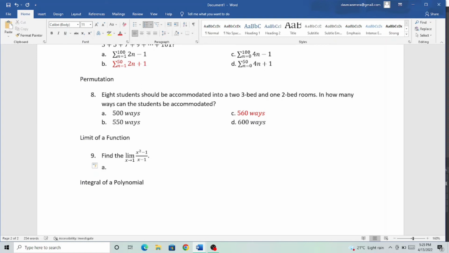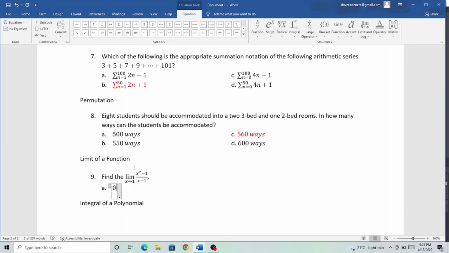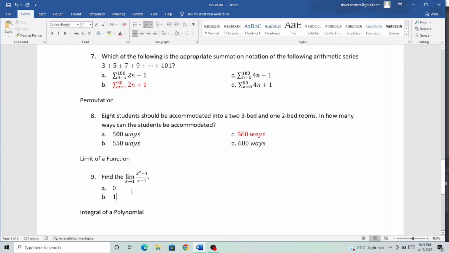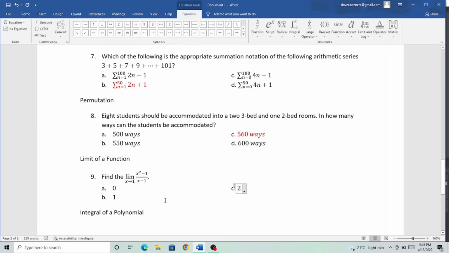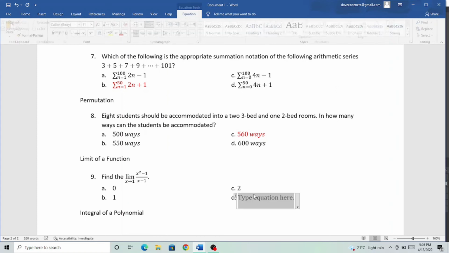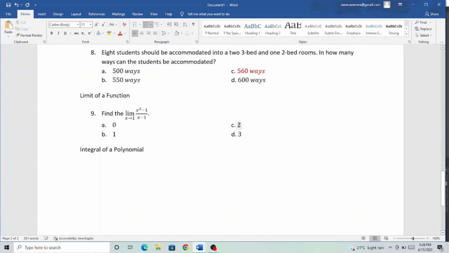So I will simulate the answers. Let's say we have 0, 1, 2, 3. So let's highlight 2, since this is the correct answer.